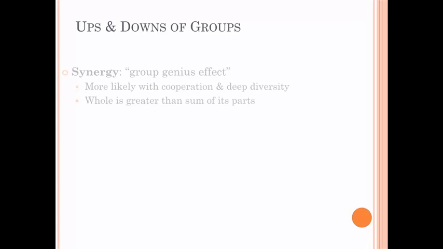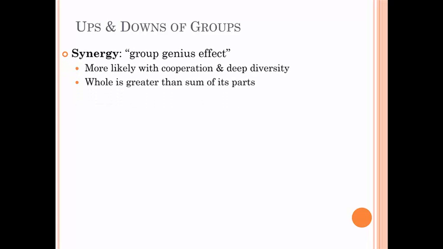So, although we have so many ups of groups, there are some downs. We'll talk about both of those. An up in groups is this idea of synergy. And synergy is also called the group genius effect. And I know a lot of folks have heard this term before. So synergy, the way we talk about it most often is in this very positive group genius effect. It's more likely to happen with cooperation and with what we call deep diversity. Deep diversity is when you have several members of the group and everyone's bringing in very different skills, talents, resources, and so you can really tap into some very different aspects of thinking and creativity. And what synergy means is that the whole is greater than the sum of its parts.